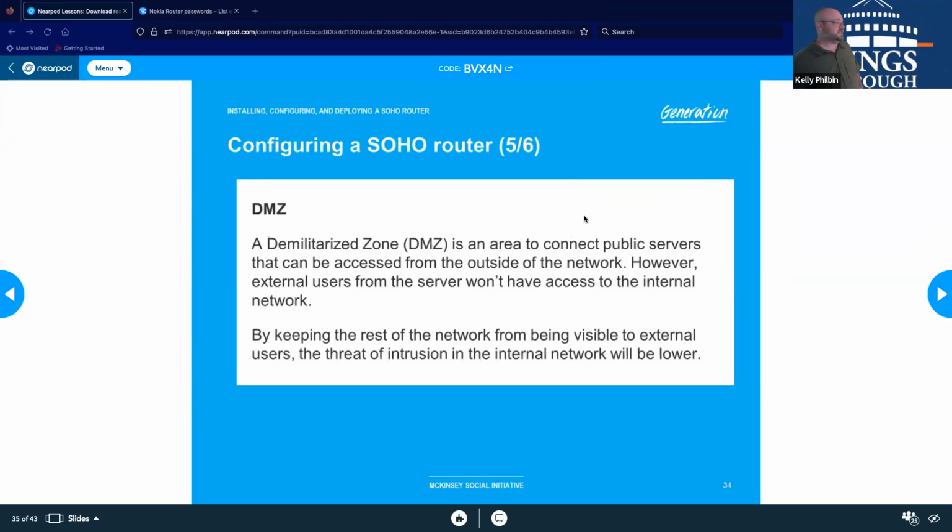All right, so DMZ, or screened subnet, is where you're essentially creating an area to connect public servers to be accessed from outside your network that won't have access to the inside of your network. So when you're typing in www.google.com, do you think you're accessing the same servers that they put their research and development on? No, not at all.